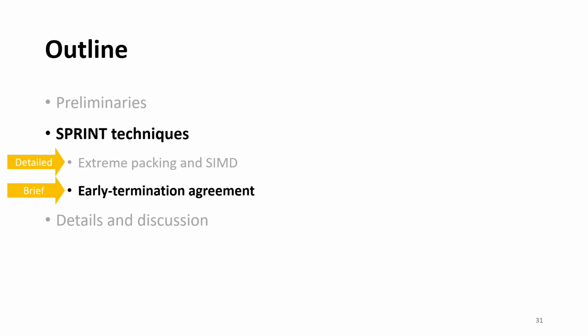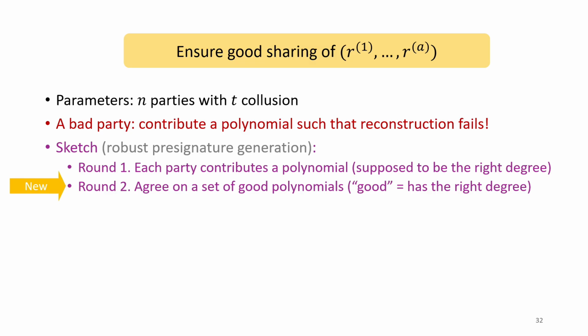Okay, so now we know how to sign many messages, and we partially deal with the malicious case. But a malicious party can actually do more, and this is handled by our next trick. The malicious behavior that can create a huge problem later is to share a polynomial such that the reconstruction completely fails. So our goal here is to ensure that the parties agree on the polynomials, and on the good polynomials that have the correct degree specified by the protocol.